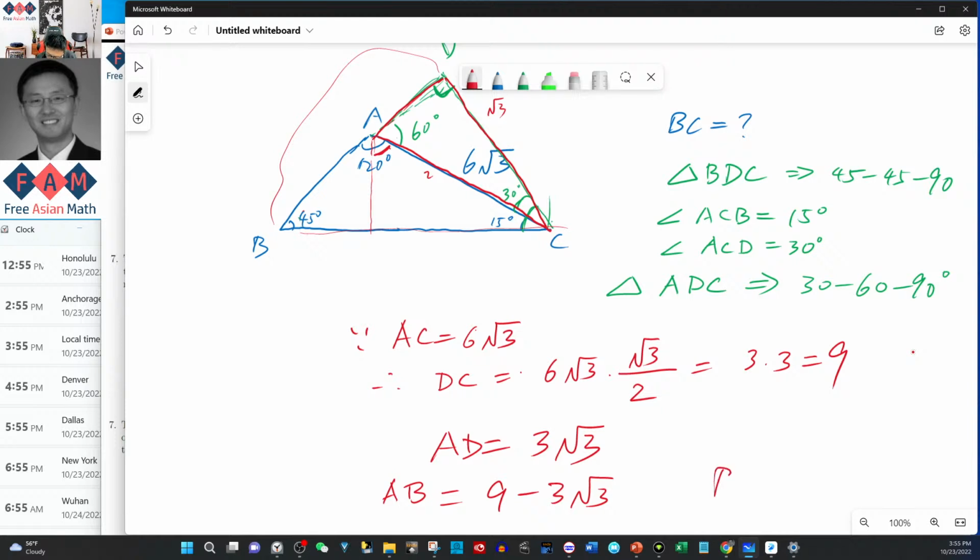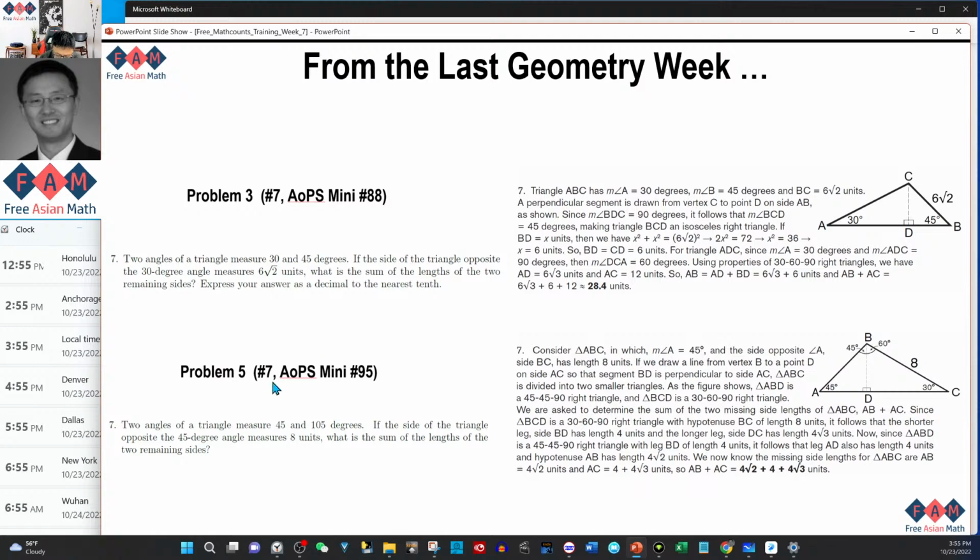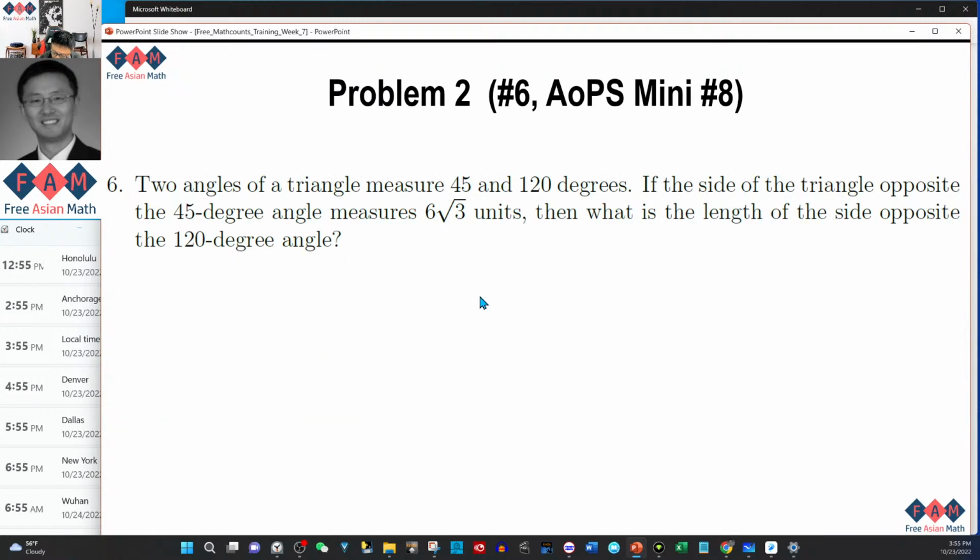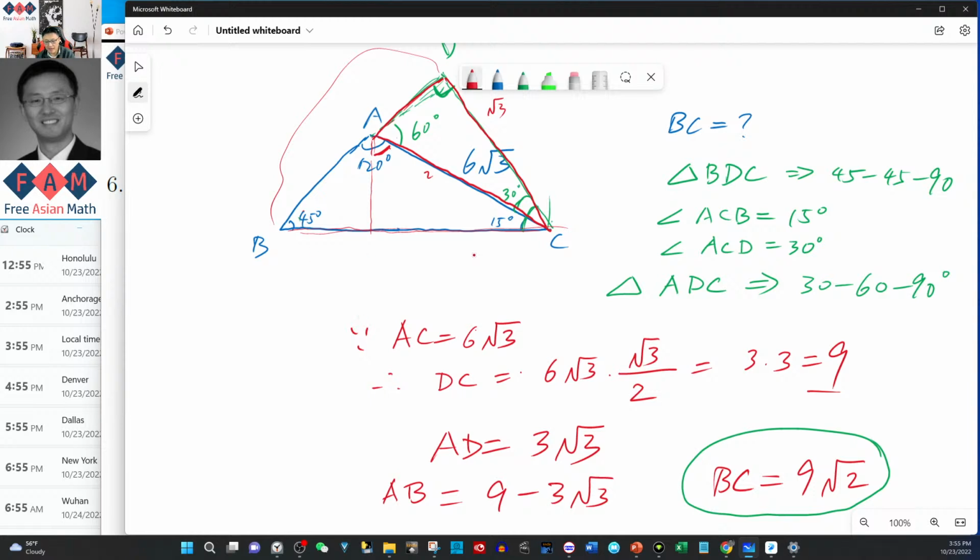So what is DC? Well, DC is right here, so it's 9 square root of 2. Okay, that is actually the solution. We were supposed to get BC, not BD. Oh, I'm sorry. So it's BC. BC is what we need to get, right? The side facing the 120 degree angle. That is this one. Okay.